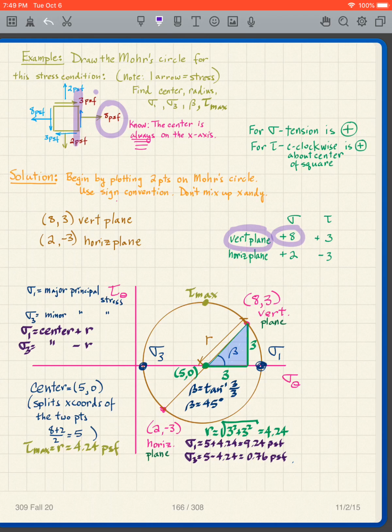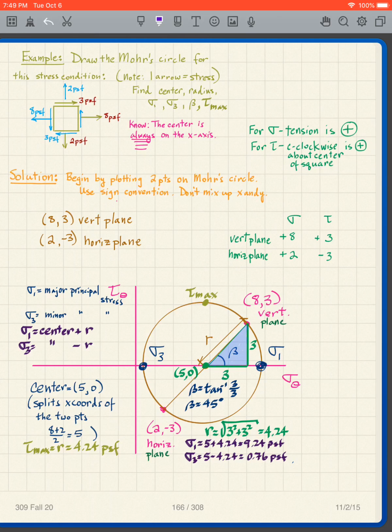And then I have my tau, which, the tau is equal everywhere. So on every single plane, the tau is equal. So once we determine that, the tau is everywhere 3 psf. We just have to get the sign right, and the sign convention that we're using is counterclockwise about the center of the square is positive.